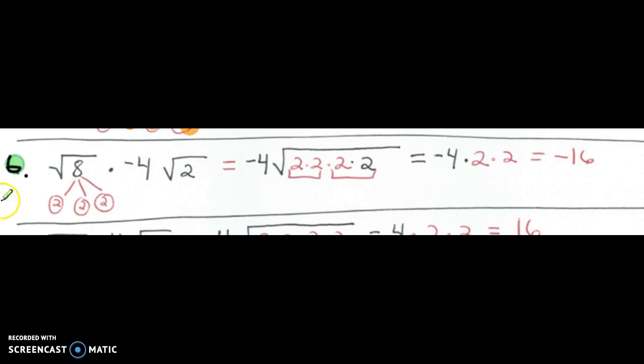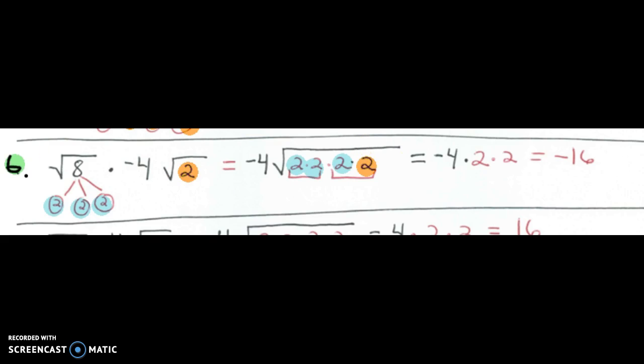In question number 6, I am going to multiply the square root of 8 times -4 square root of 2. So I'm going to factor 8 is 2 times 4. 4 is 2 times 2. So that's where I got these 3 2's under the radical. This doesn't factor, so that's where that 2 came from.